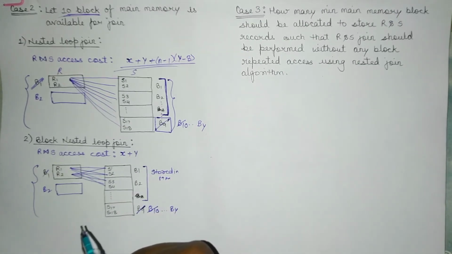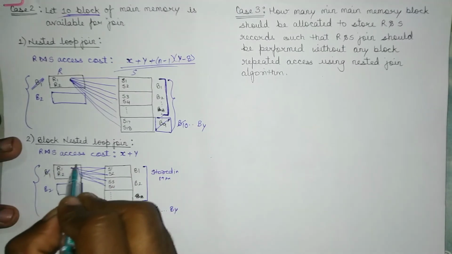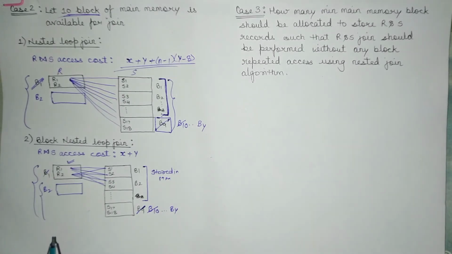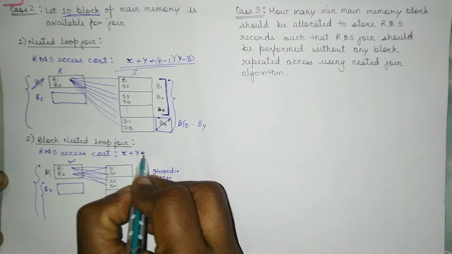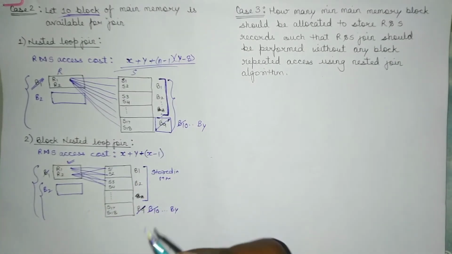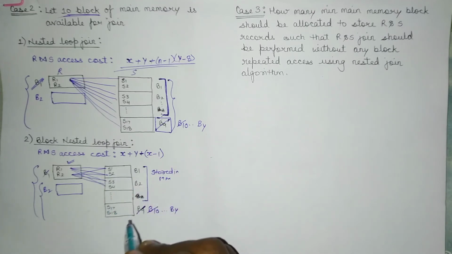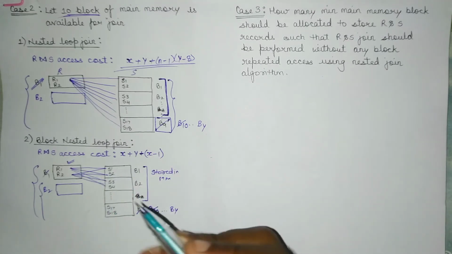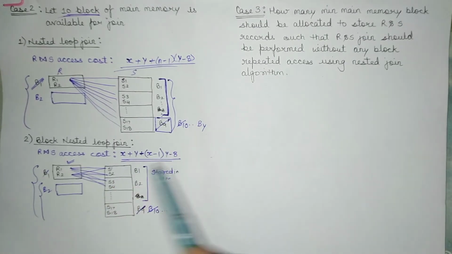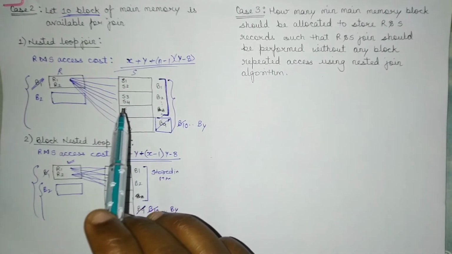But for the next block, how many blocks are left? Initially we did this block, but now X minus 1 blocks are left. So now this will be X minus 1, and for these X minus 1 we have to access only Y minus 8, because these 8 are already present. So Y minus 8 will be accessed. So you can clearly see that this has less access time as compared to this, right?